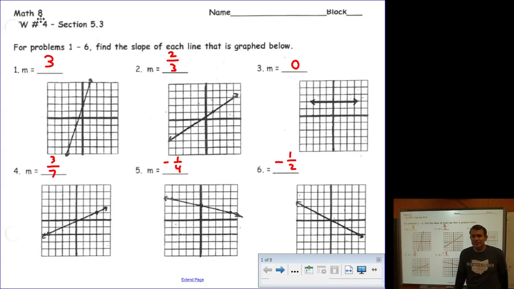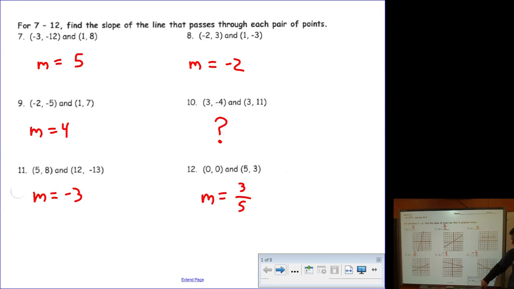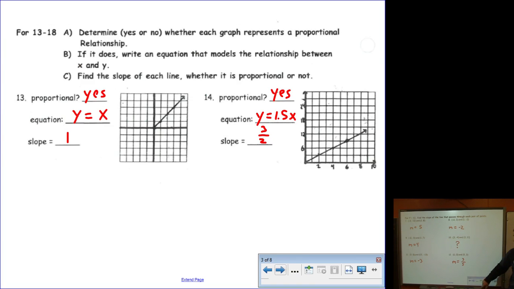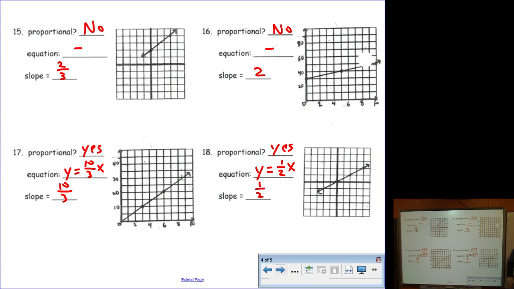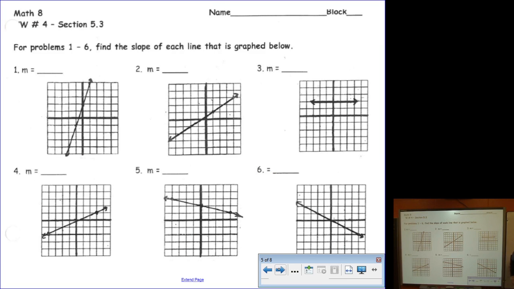All right, here are the answers to homework number 4. Check them out. All right, let's run through them.